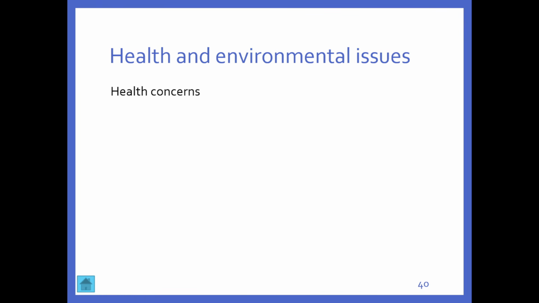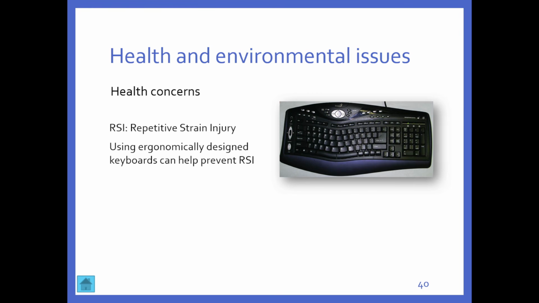Then lastly for this module, we look at health and environmental issues. So you are using a PC, we've got input devices, output devices, all of these things, but you can pick up issues. For example, something like RSI, which is your repetitive strain injury. This simply means that you are getting an injury from doing the same thing over and over and over. Here you see, for example, what they call an ergonomically designed keyboard. It's got this weird shape because it's intended to be a much more comfortable position for your arms and hands to be in when you are typing.